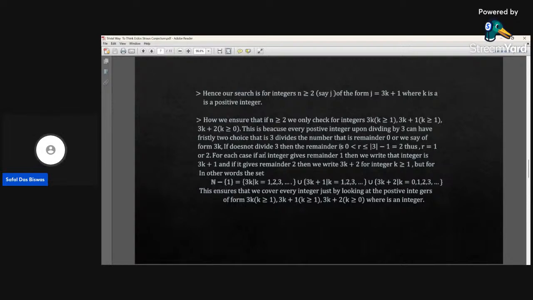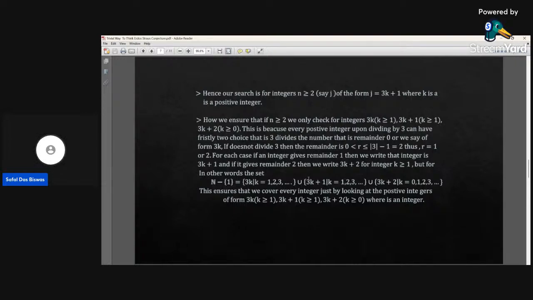Thus, for each case, if an integer gives a remainder 1, then we write that the integer is 3k plus 1. So if the integer is divided by 3 and leaves remainder 1, the integer is of the form 3k plus 1. And if it gives the remainder 2, then we write 3k plus 2. Thus we have three forms of integers, as you have already noted: 3k, 3k plus 1, or 3k plus 2.